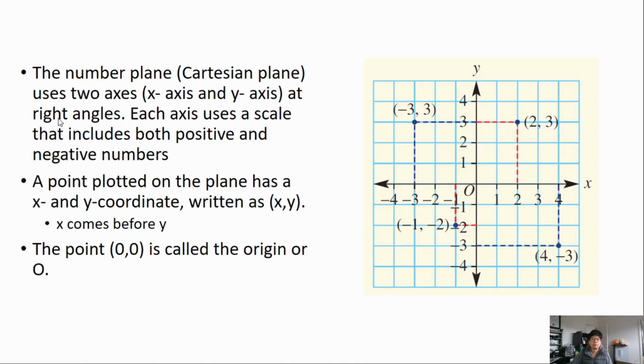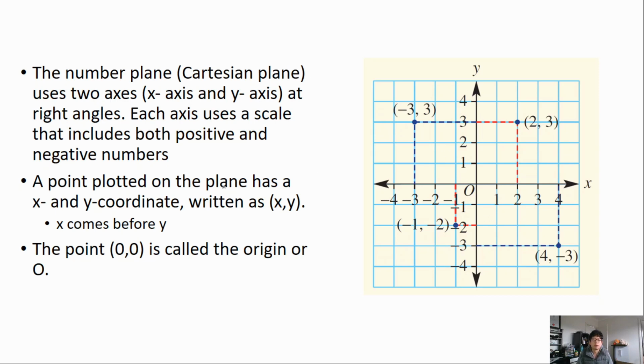Alright, so let's start off by learning about what the number plane or the Cartesian plane is, and essentially it uses two axes, the x and the y axis. As you can see here, x goes across from left to right, y goes vertically, and each axis uses a scale that includes both positive and negative numbers. So negative numbers on the x-axis will be towards the left side here, and positive on the right, and positive for the y-axis will be up above here, whilst negative is below.